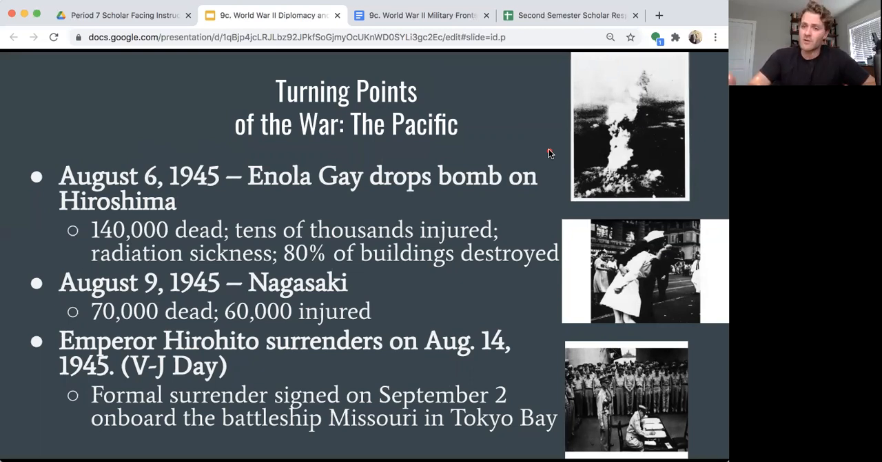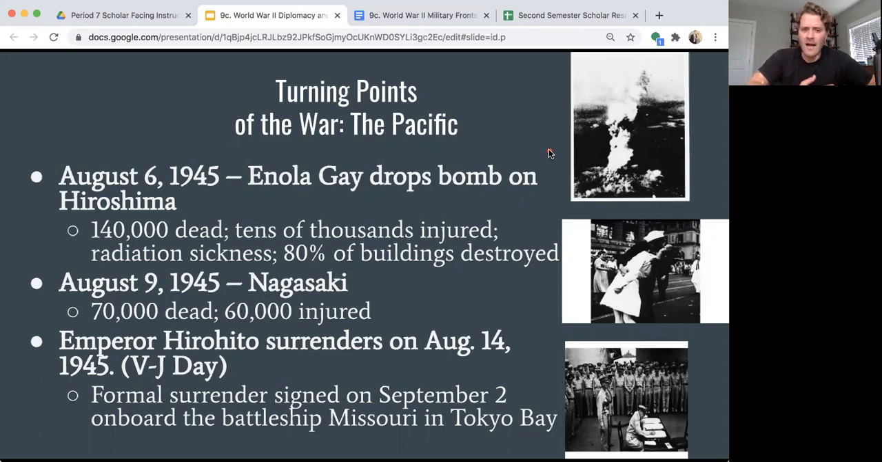So 3 days later, the U.S. drops another one, this time on the city of Nagasaki, in which half the casualties of the first round, but still significant, 70,000 people killed, 60,000 injured. And the U.S. again says surrender or we'll drop another one. Now, fortunately, the Japanese surrender because there was no other one. The U.S. only had 2 atomic bombs at that time.